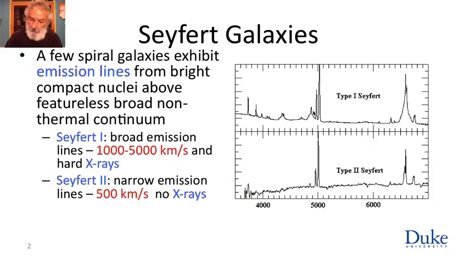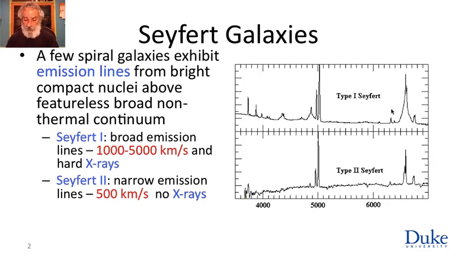The width of the lines of type 1 Seyfert galaxies, we understand this broadening to be due to Doppler broadening. So some of the radiating material is moving towards us and blueshifted. Some of the radiating material is moving away from us, hence the light is redshifted. And the radial velocities associated to the width observed in type 1 Seyferts are 1,000 to 5,000 kilometers per second. And type 1 Seyferts often emit hard X-rays.